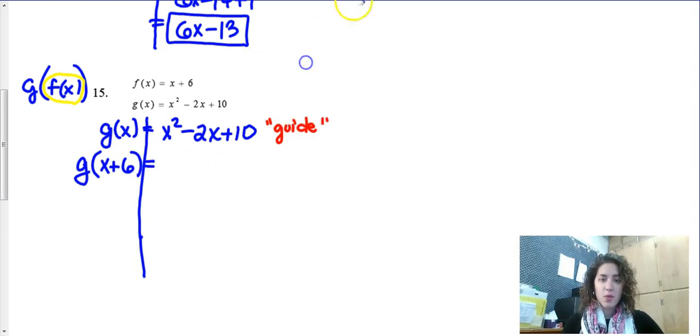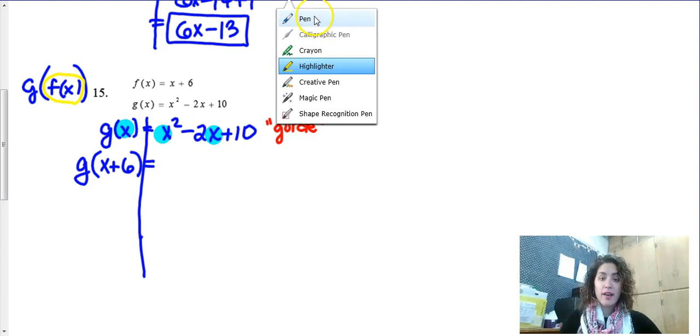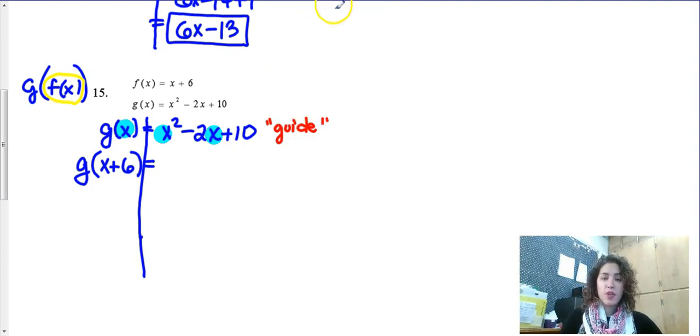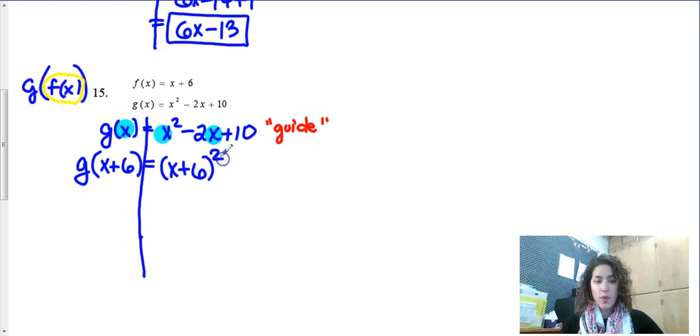So I challenge you, if this one was a little bit of a struggle, g of x equals x squared minus 2x plus 10. Wherever we see x, we need to plug in x plus 6. So if you did do this one, press pause and you try plugging it in, and we'll see if we match. This is going to become x plus 6 squared minus 2 times x plus 6 plus 10.